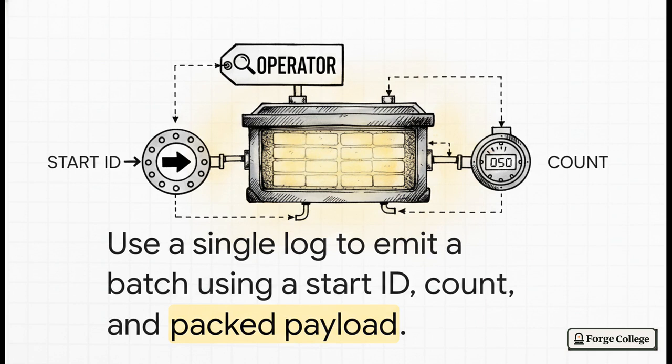Then, to represent the whole batch of items, we'd use a start ID and a really compact integer, like a uint16 for the count. We know our batch sizes aren't going to exceed what a uint16 can hold, so why waste the space, right? And finally, the absolute magic ingredient, a byte array for the packed values. This single byte array holds the actual data for all the items processed in the batch, completely replacing the need for a massive array of individual logs.